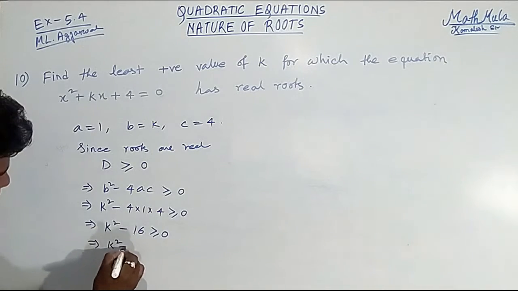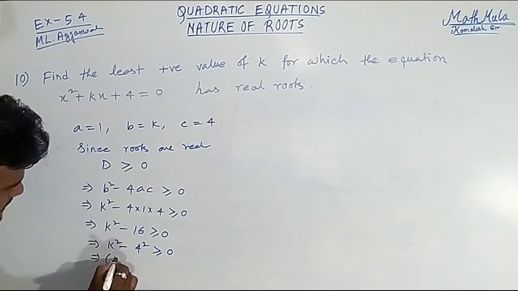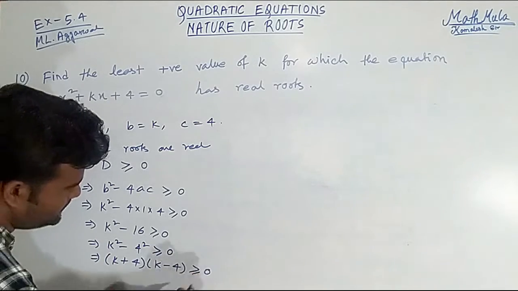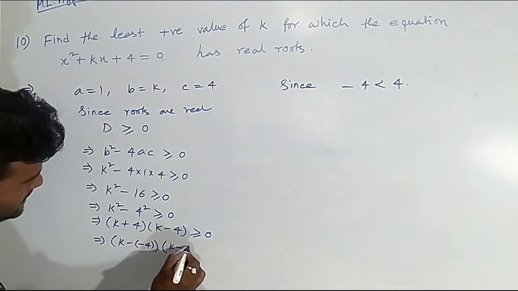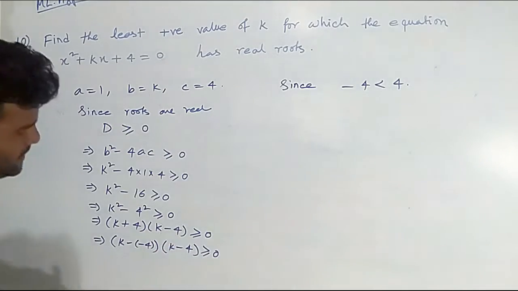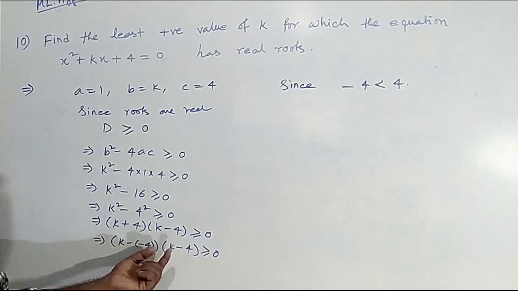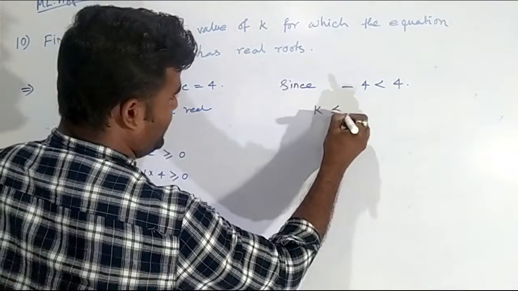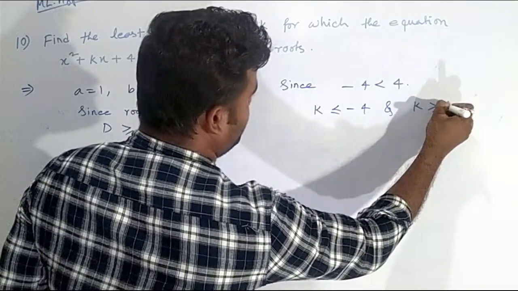That implies k squared minus 4 squared is greater than or equal to 0. That means (k plus 4)(k minus 4) is greater than or equal to 0. This is k minus of minus 4 and this is k minus 4. If the product of two numbers is greater than or equal to 0, that means the value of k is less than the smallest number or the value of k is greater than the greatest number. Now that implies k is less than or equal to minus 4 or k is greater than or equal to 4.